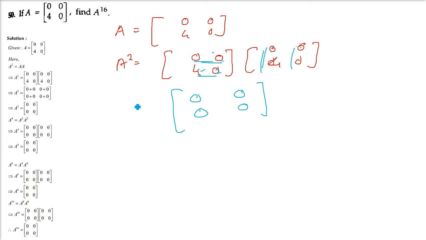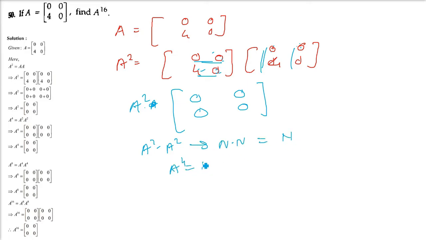Now you take A square and multiply A square with A square, you get A to the power 4, that is going to be 0. Then A to the 4, multiply again with A to the power 4, that is A to the power 8, that is going to be 0. A to the power 8 with A to the power 8, A to the power 16, that is going to be 0. What I am trying to suggest here is A square into A square is null matrix into null matrix, that is going to be null matrix.